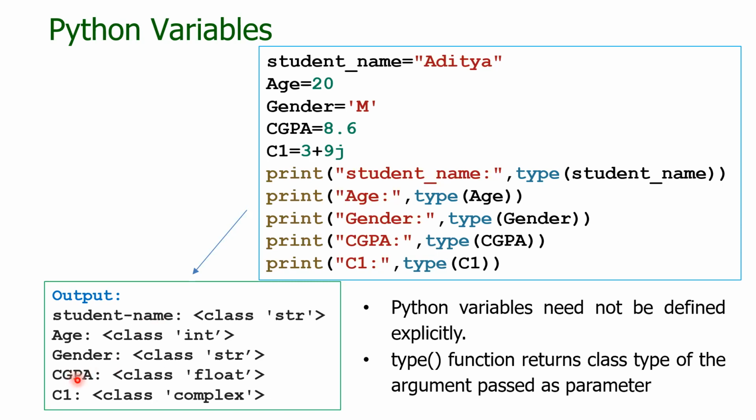In Python there is no distinction between a character and a string. Character is also a string with a length of 1. CGPA is an object of class float, and C1 is a complex class. And here we have used the type function that returns the class type of the argument passed as a parameter.